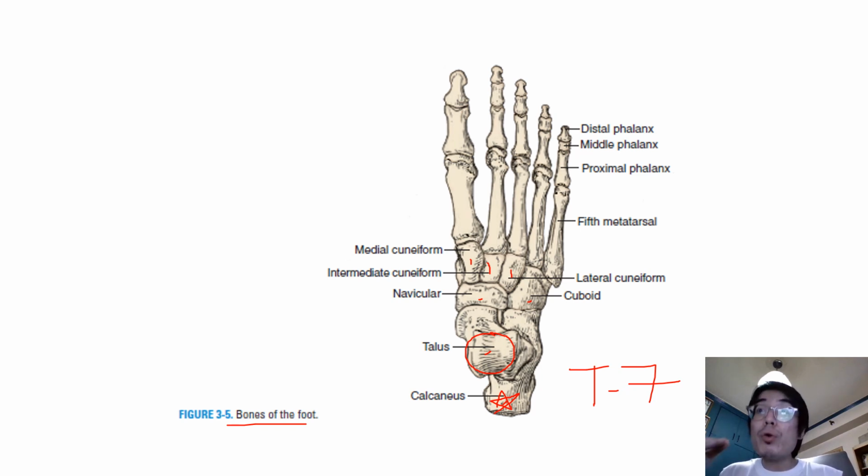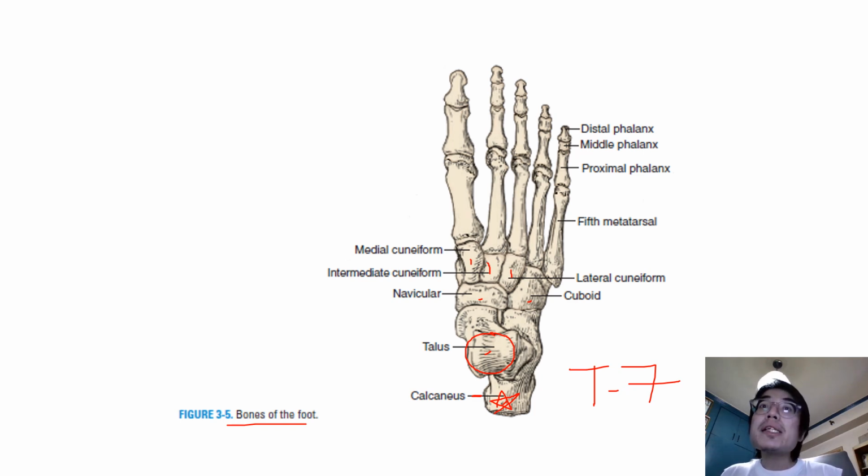Speaking of the calcaneus over here, it is the largest and the strongest bone of the foot, and it lies below the talus. It forms the heel of the foot, and it articulates with the talus superiorly and the cuboid anteriorly. The calcaneus is the attachment of the Achilles tendon, and it has a shelf-like medial projection called the sustentaculum tali. The sustentaculum tali over here supports the head of the talus.